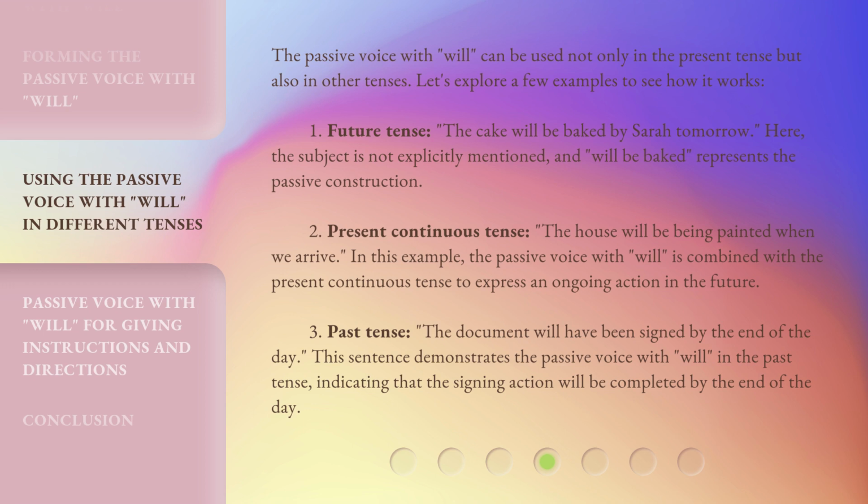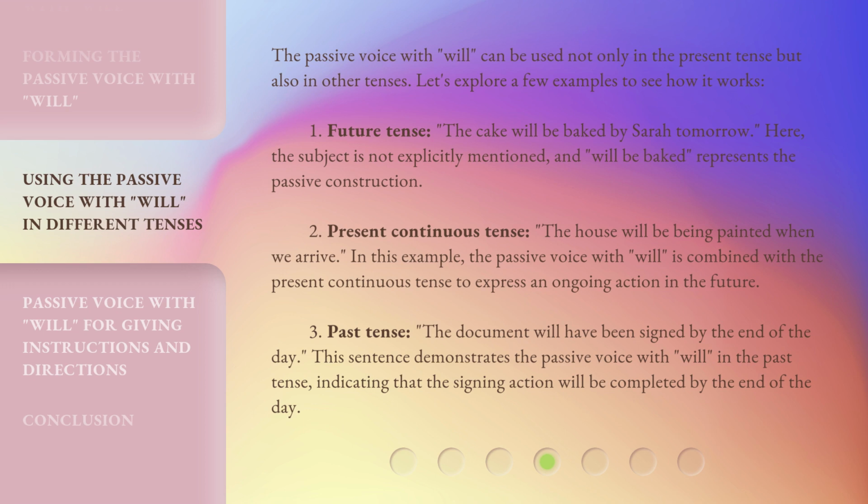2. Present continuous tense, the house will be being painted when we arrive. In this example, the passive voice with will is combined with the present continuous tense to express an ongoing action in the future.